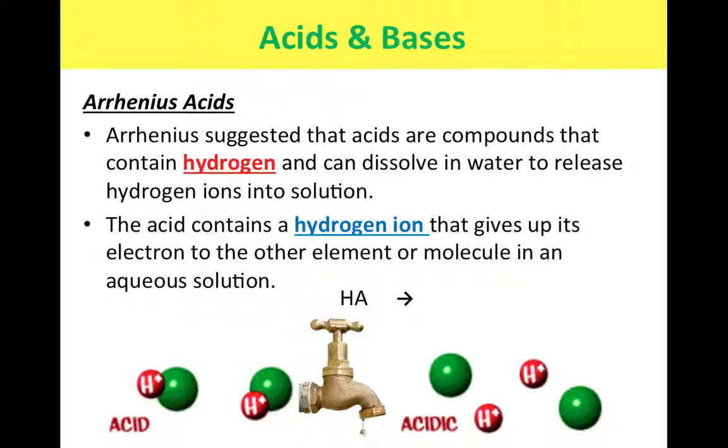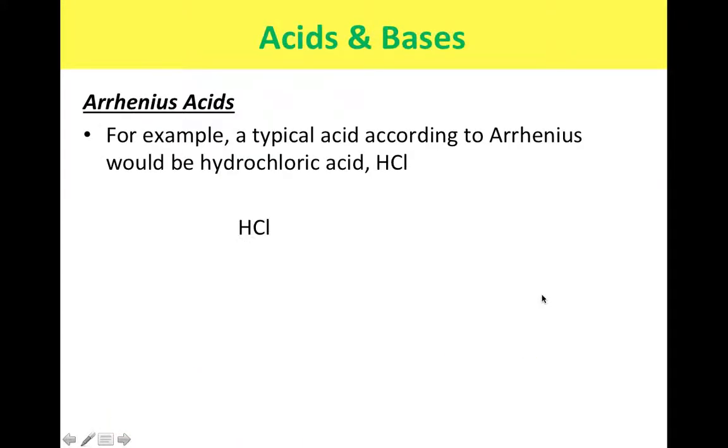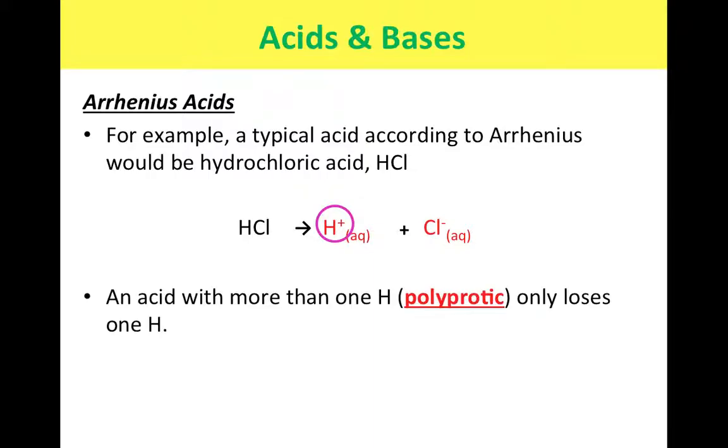So just a common way which you can write it is HA dissociates into a hydrogen cation and an anion of some sort with a negative charge. So here is a real-life example of hydrochloric acid. So Arrhenius proposed that if you put hydrochloric acid in water, you're going to get a hydrogen ion and chlorine ions. Okay, so remember the hydrogen ions.